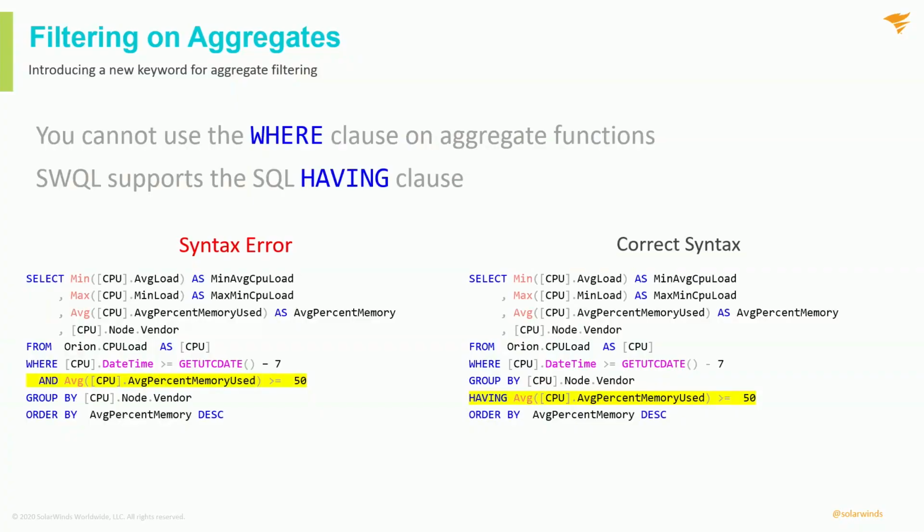There's another note I need to make about filtering. If you're familiar with SQL, and you're more familiar than I am, you probably already know about the having clause, and this is what's used to filter on aggregates. You cannot use the where clause in this case. There's probably some weird way you could do it with embedded queries or something like that, but this is the proper syntax. You can see here on the left, I've got where the average CPU memory is over 50, that's highlighted. That will not work in a where clause.